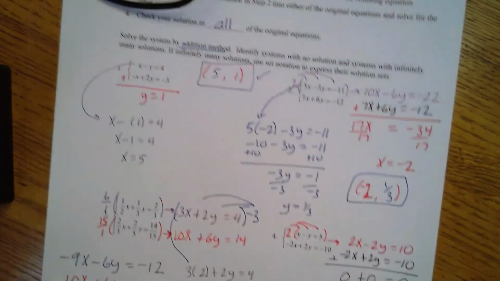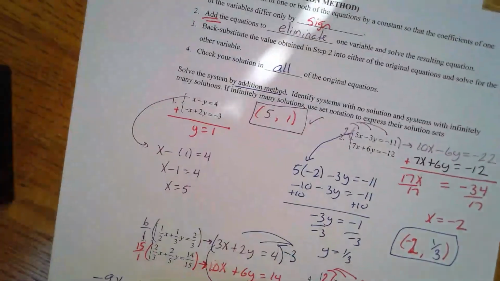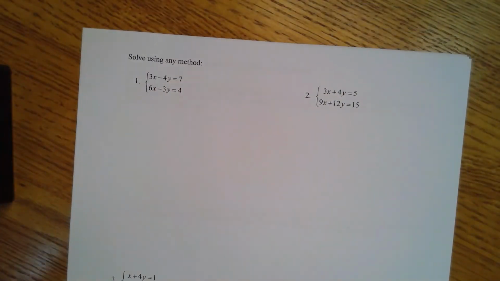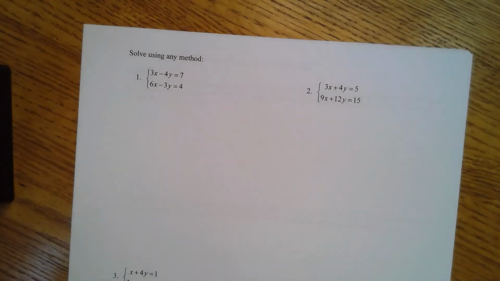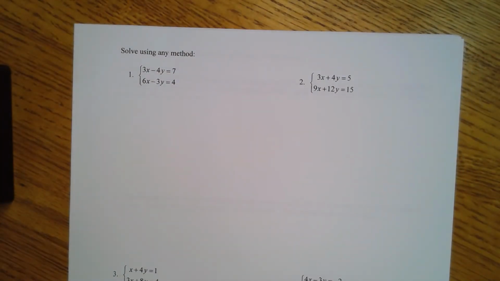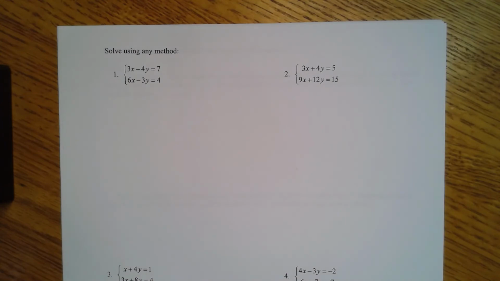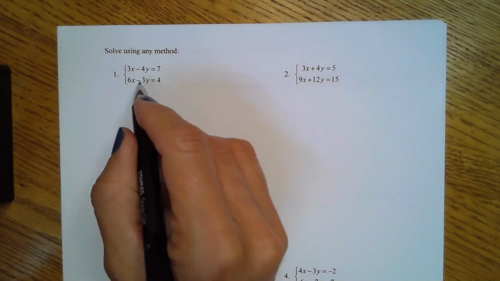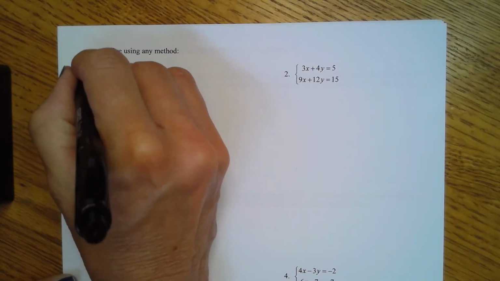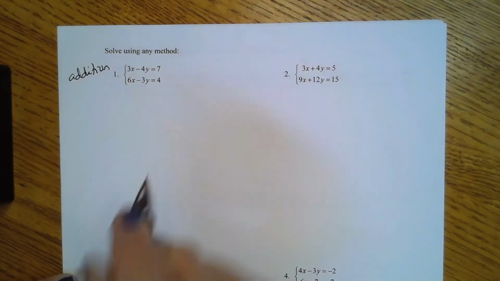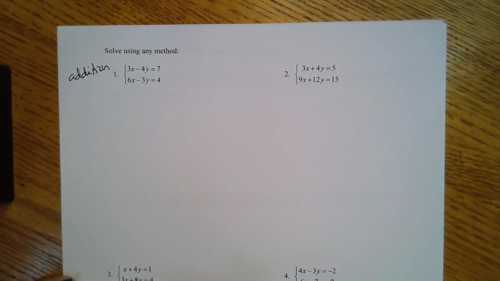Alright, so now you get to solve using any method you want. So this is where you get to choose. Do you want to do the addition method, or do you want to do the substitution method? What I suggest is, if you don't have a coefficient of 1, don't do substitution. So for number 1, I would not do substitution. I would definitely do the addition method. Why? Because none of them have a coefficient of 1.